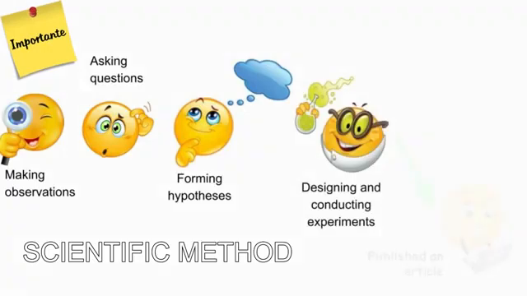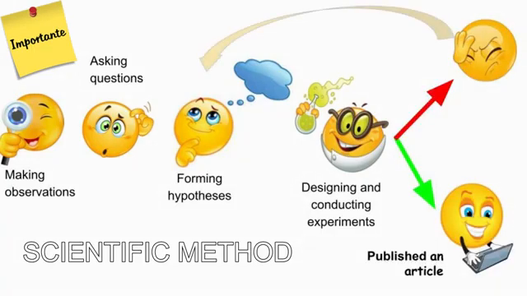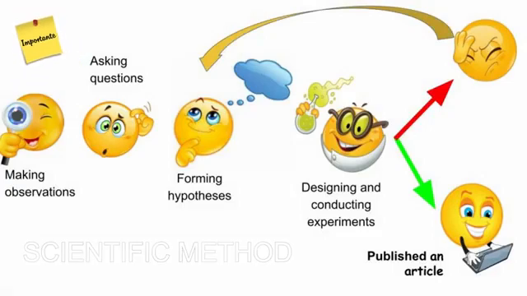When this process leads to the discovery of novel information, it can be published for others to review and utilize. If the initial hypothesis is invalidated, a new hypothesis and experiment can be created. For a hypothesis to be considered valid, it has to make predictions about natural events.